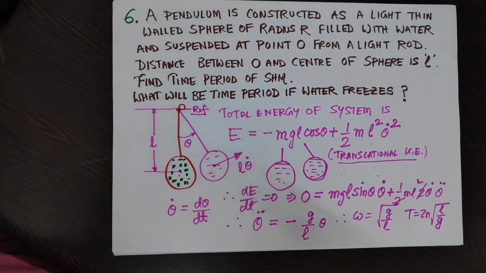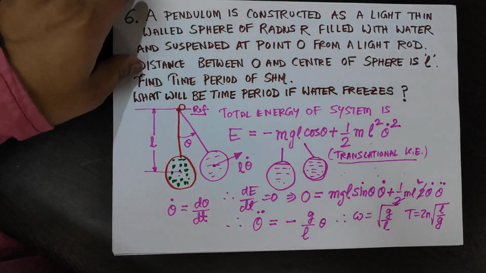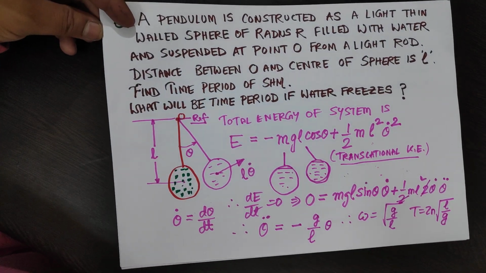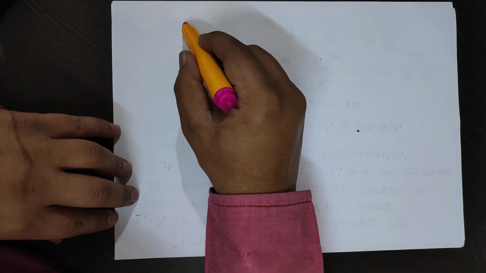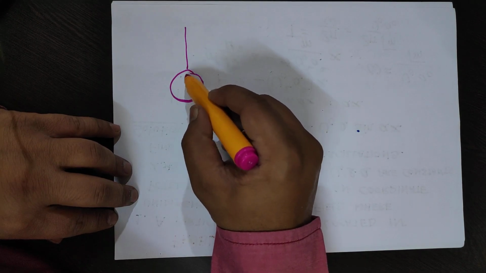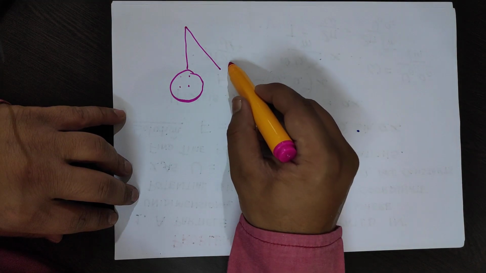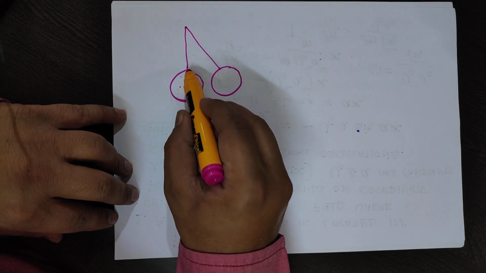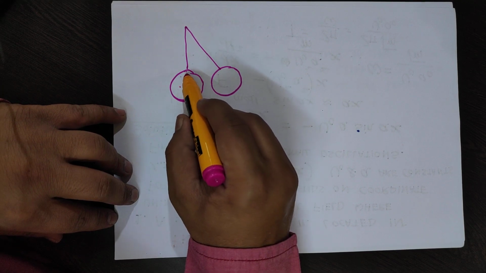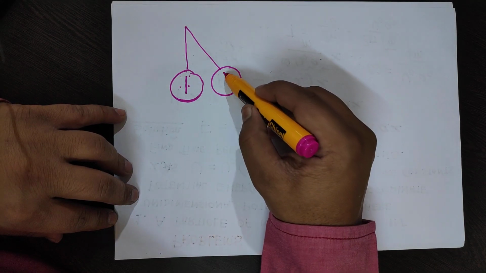Now, the question is, what will happen if this freezes? If water freezes, it will have rotational kinetic energy along with the translational kinetic energy. So that's ice, and when ice goes here, the orientation of the ice changes. I mean, on the ice, if you consider a line here, this line will also rotate.